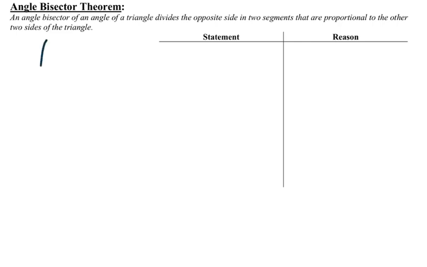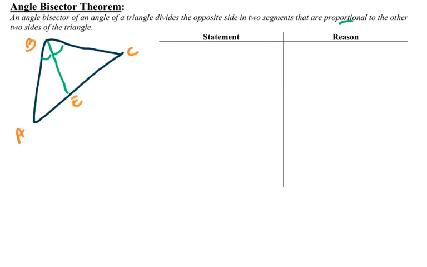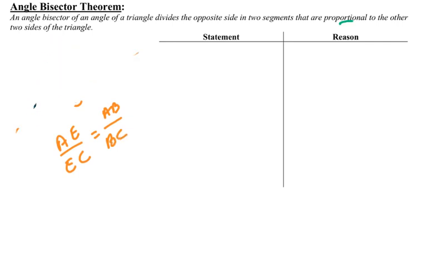So let's stop and think about what it's saying. If we have a triangle, if we have an angle bisector, so we have this given that it's a bisector, it says that it's dividing the opposite side into two segments that are proportional to the other two sides of the triangle. So the theorem says that if this is an angle bisector, then, let me label this real quick. If I have AE to EC, that's going to be the same proportion as AB to BC. That's what the theorem is saying. So let's go ahead and work with that first, and then we'll come back and prove this.